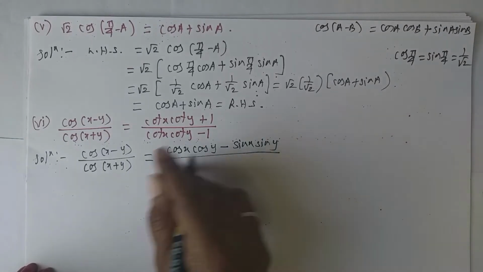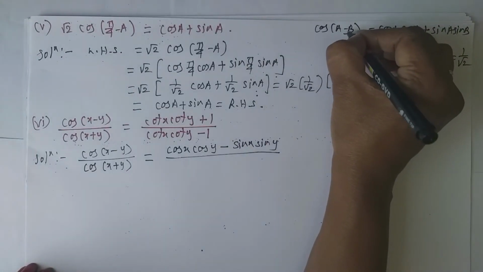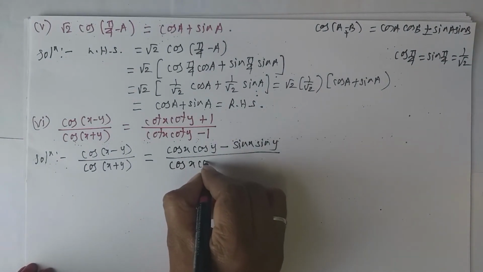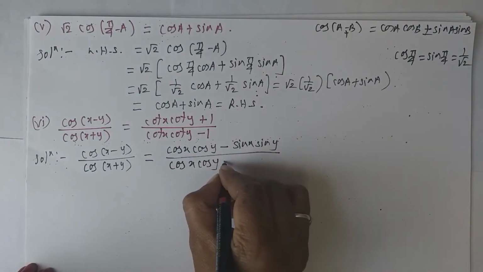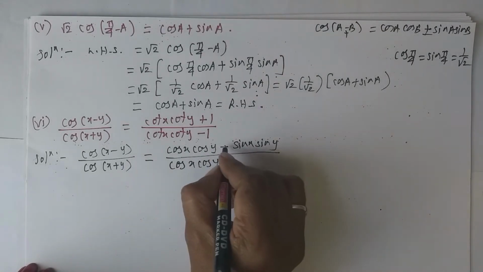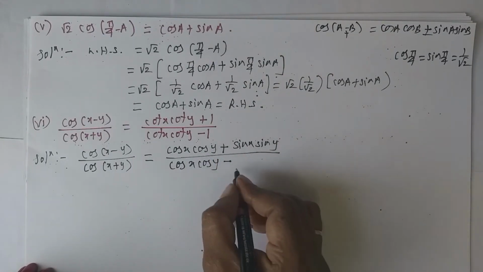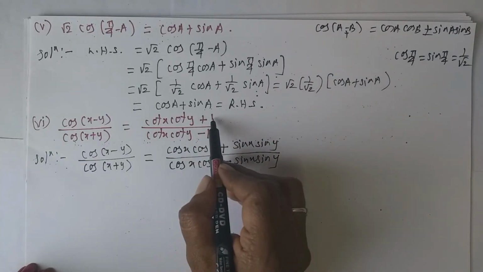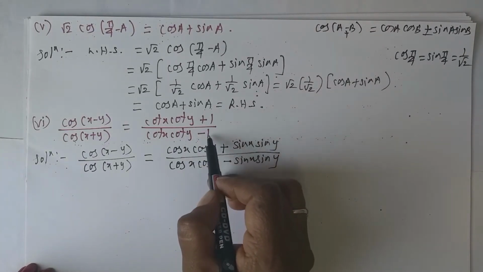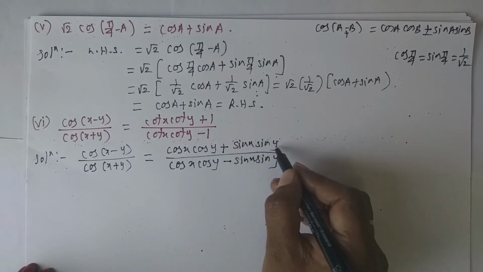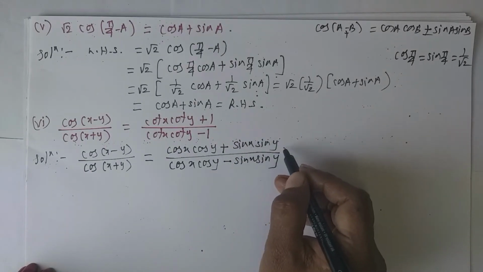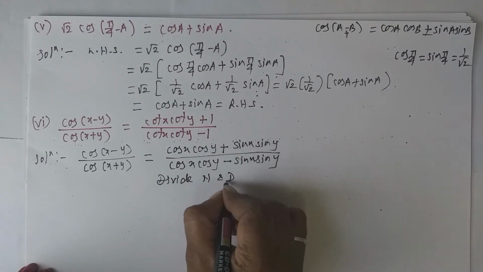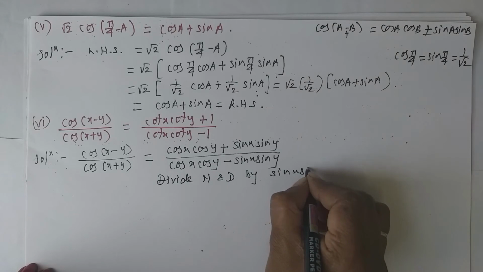And what is the formula for cos(a plus b)? Here, if there is plus, you write down minus, and if there is minus, you write down plus. Then this will be cos x cos y minus sin x sin y. And what is here in the right hand side? In the right hand side, in the numerator and denominator, the second term is 1. Means we have to divide numerator and denominator by sin x sin y. Therefore you write down: divide numerator and denominator by sin x sin y.